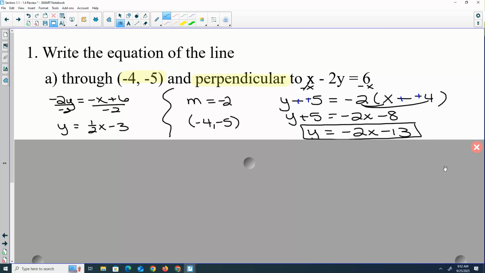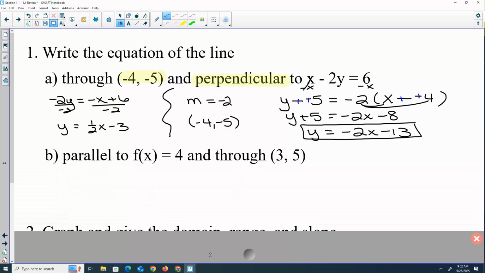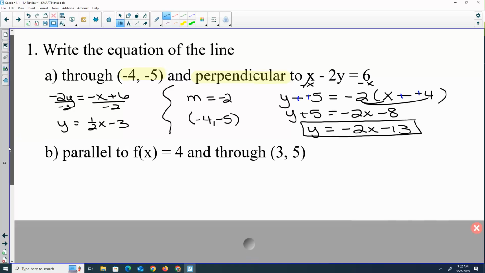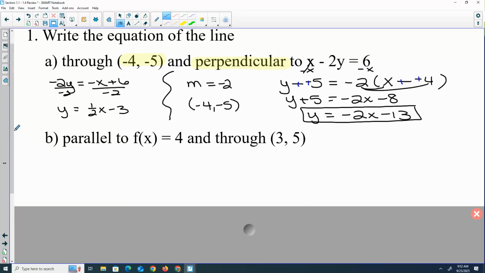Any questions there? What if I said it was parallel to f of x equals 4 and going through the point 3, 5?